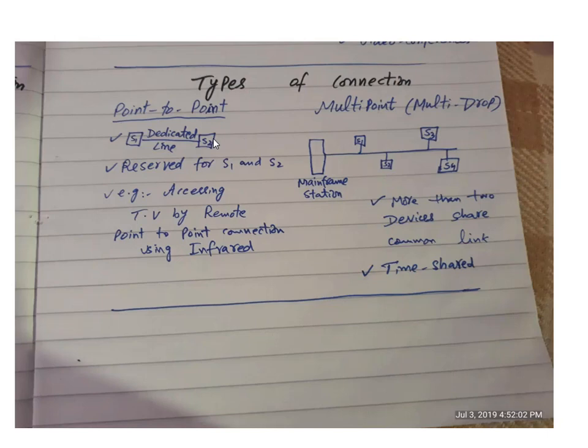And in multipoint, there is also a single dedicated line, but there are more than two systems. System 1 is connected to that single dedicated line, and system S2 is also connected to the dedicated line. S3 is also connected to this single line, and S4 is also connected through the single dedicated line. On the left-hand side, the mainframe station or server is also connected to that single dedicated line. So in multipoint, more than two devices share the common dedicated link, and it is also time shared.